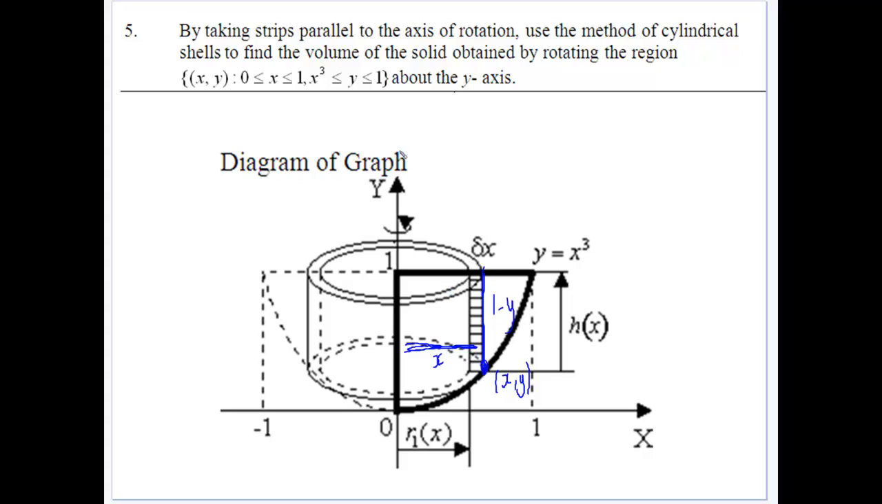This time we're taking x cubed to 1, the area there, rotating around the y-axis, or the line x equals 0. So delta x is our thickness, our point delta x, y this time, with a radius of x. But our height would be 1 minus y, because we're going from 1 to y, and that distance there is y. So we take away the y from 1, that gives us our height and our radius of x.